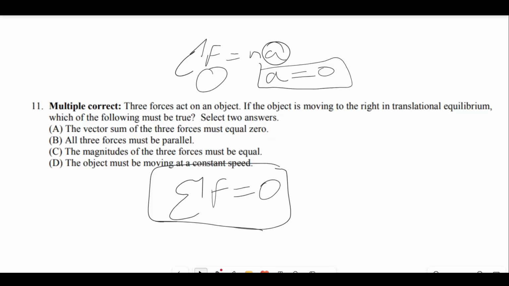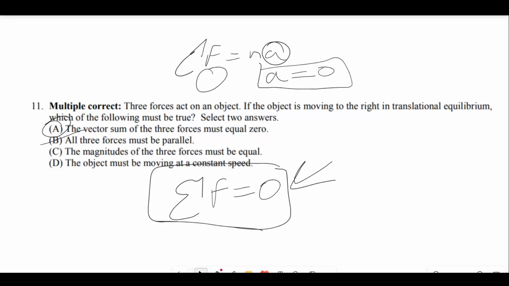Choice A says the vector sum of three forces must equal zero, which is true because as we said right here, one of the true statements is that the sum of forces equals zero. So we can go ahead and select A as our answer. Choice B says all three forces must be parallel. That is not true. That is not a requirement. The only requirement of the forces is that they all sum to zero, meaning they all cancel out. So we can go ahead and cross out choice B.